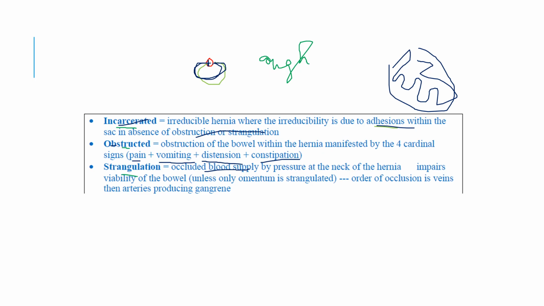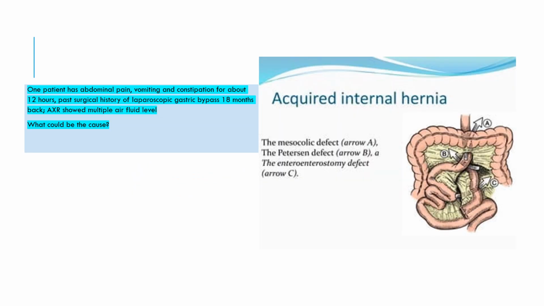Order of occlusion is veins, then arteries. First, usually the veins are occluded, then arteries, producing gangrene. Before that, you have to intervene, especially in a femoral hernia where strangulation is highly likely. You have to most likely go for surgical intervention. Now I'll talk about certain named hernias. There are terms with hernia which you have to know.